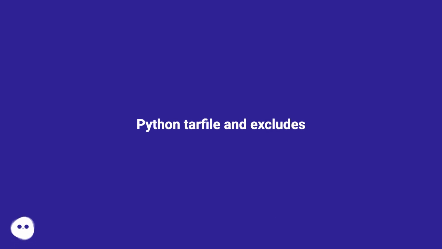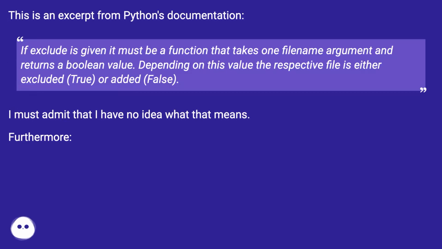Python tarfile and excludes. This is an excerpt from Python's documentation. If exclude is given, it must be a function that takes one filename argument and returns a Boolean value. Depending on this value, the respective file is either excluded, true, or added, false. I must admit that I have no idea what that means.